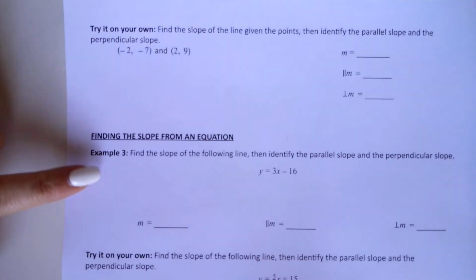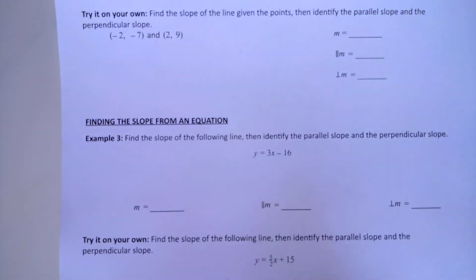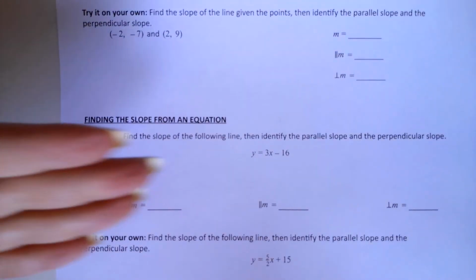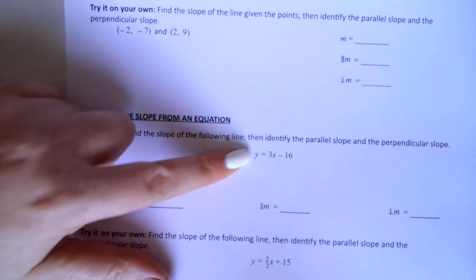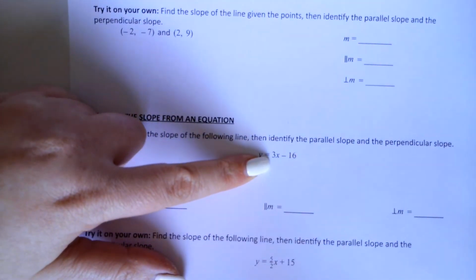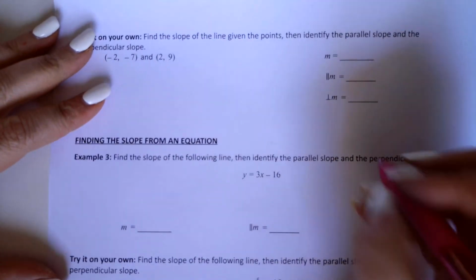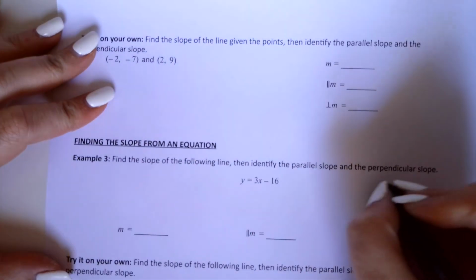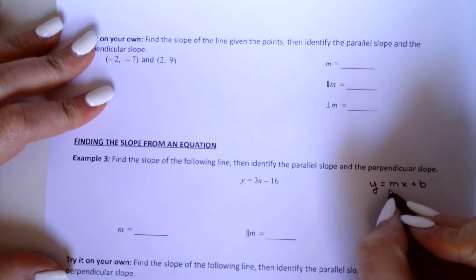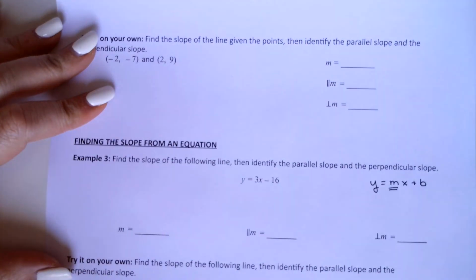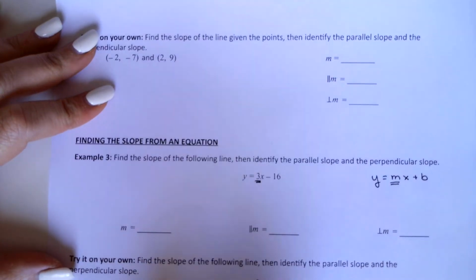And our last thing about slopes is finding the slope from the equation. So just like we've been doing, we've been identifying slope, the parallel slope, and the perpendicular. So now we have an equation. When we have an equation like this where it's y equals a number times x plus or minus a number, that's slope-intercept form. Okay, remember that slope-intercept form? Y equals mx plus b. So m is always the number that's right next to your x. So here, our slope is +3.